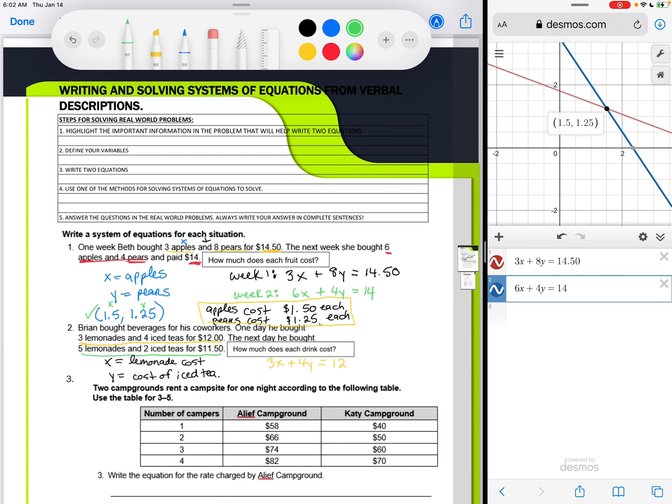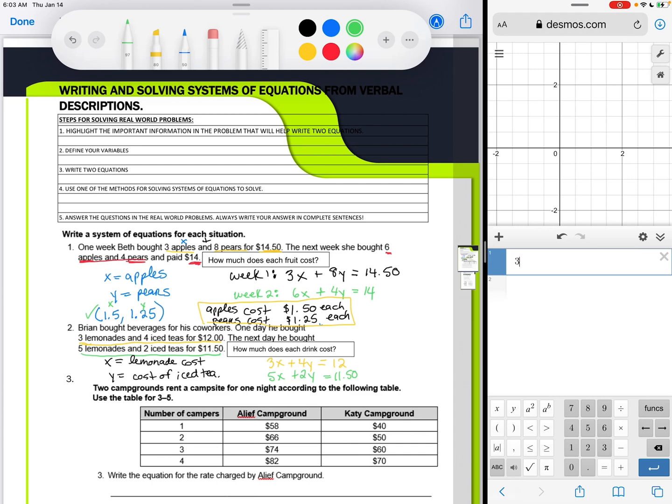All right. And the next one says 5 lemonades and 2 iced teas for $11.50. So we're going to say 5x plus 2y equals $11.50. And hopefully that's what we have here. All right. So now that we have these two equations, we're going to solve.